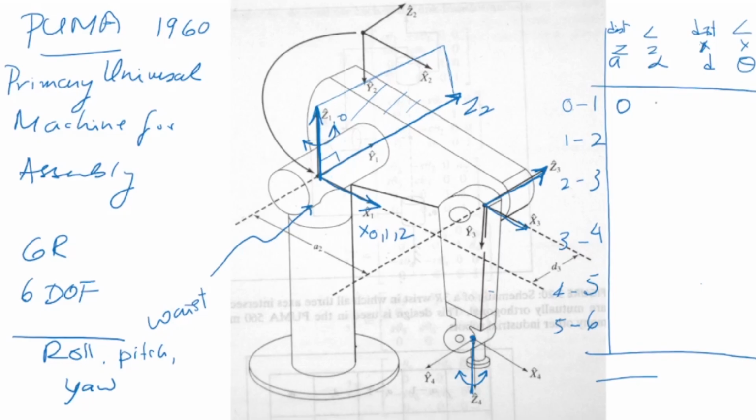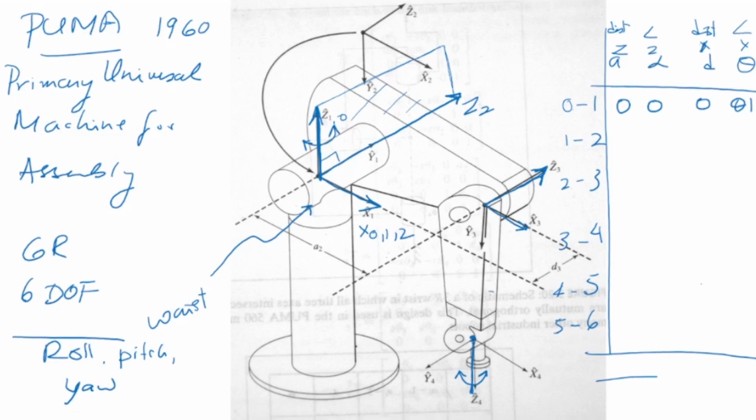There is no angle between them, so it is 0. And now what about the distance along the X axis? X1 and X0 are the same axis, and hence this is 0, so this is theta 1 now. Now what about 2? Z2, the second frame and the first frame.